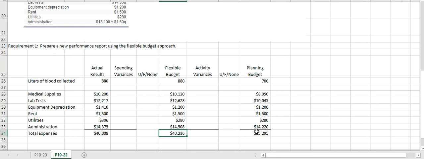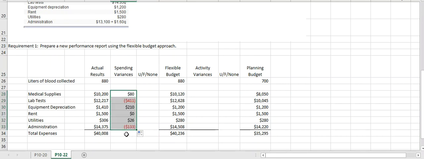amounts in our flexible budget, our planning budget, and our actual results, then we can start comparing our amounts. So we're going to do our spending variance first. Note that for the flexible budget and actual results, we're comparing amounts based on the same liters of blood collected. So if there's variance in these amounts, it's not going to be due to the amount of work they did or the amount of liters of blood they collected. It's due to the amount of costs for each of these things. So let's do our actual results less our flexible spending.